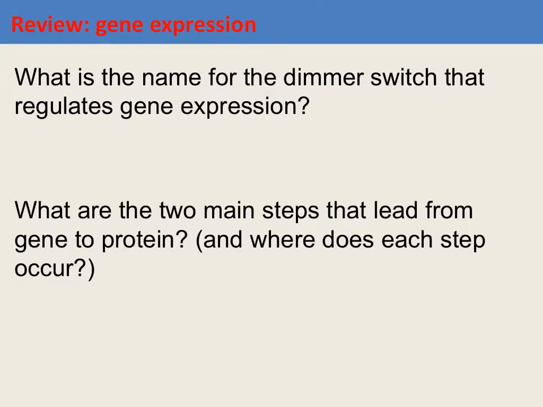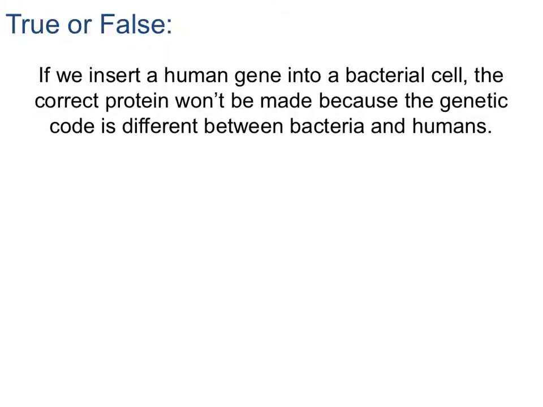Now remember, what's the name for the dimmer switch upstream that actually regulates gene expression? Starts with a P. Promoter. Okay. What are the two main steps that lead from a gene to a protein? The translation. Good. Okay.